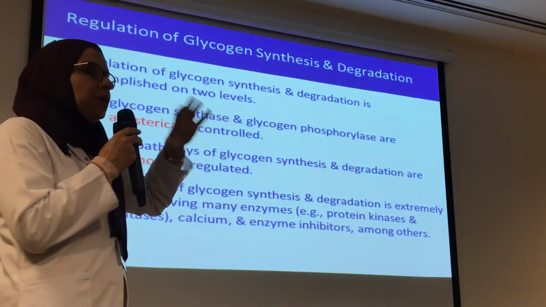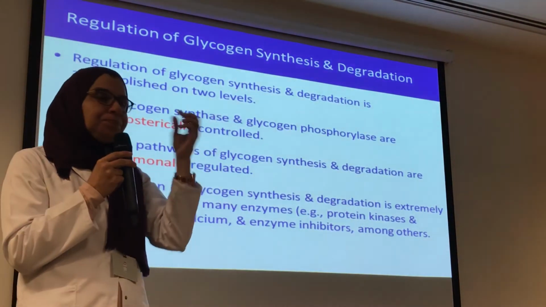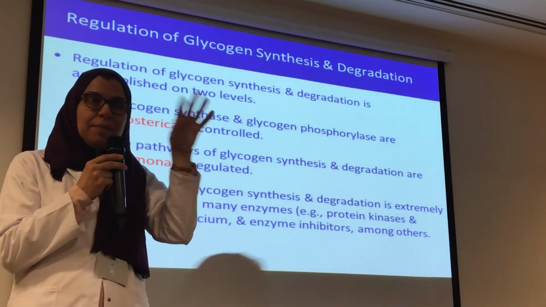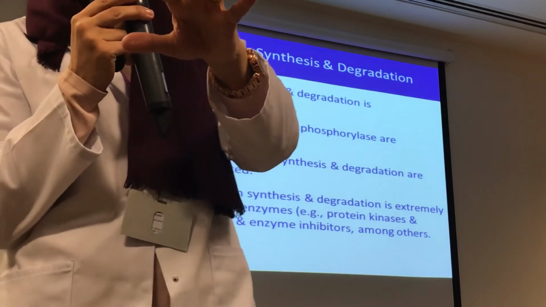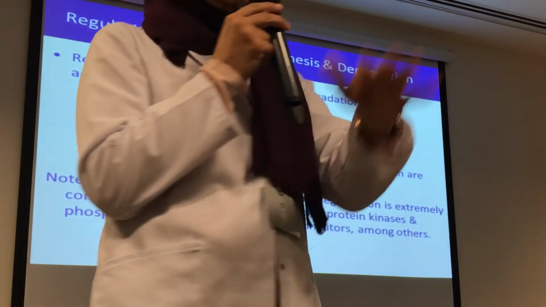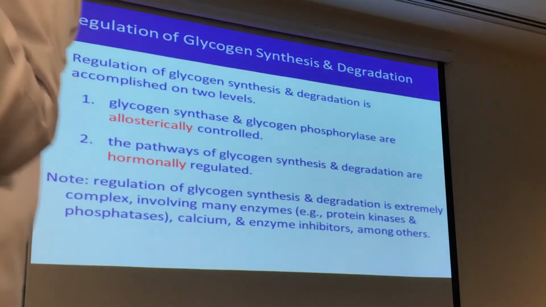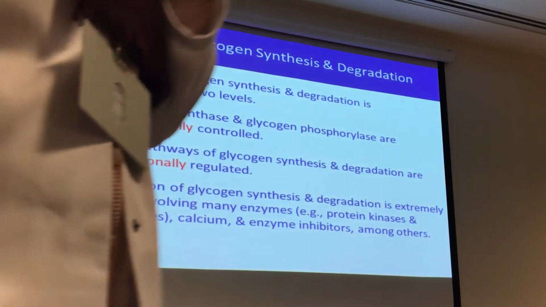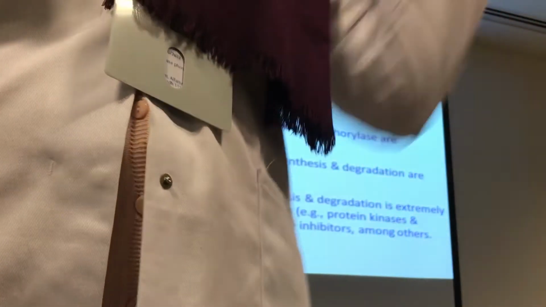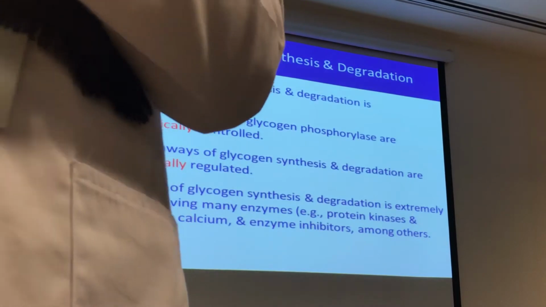So allosteric is direct. You have a molecule like glucose 6-phosphate. It will bind to the enzyme, either the synthase or the phosphorylase, at the site other than the active site, and it will make it more or less active. Very easy, one step. The hormonal control, so insulin or glucagon, will bind to the receptor. They will trigger a series of steps, and the final step will be the activation or the deactivation of the phosphorylase or the synthase. Okay?